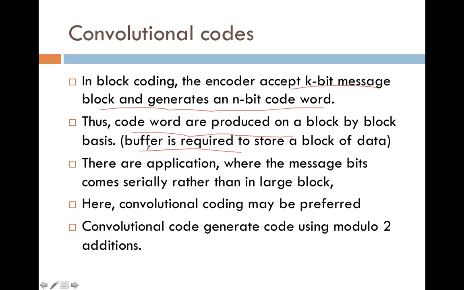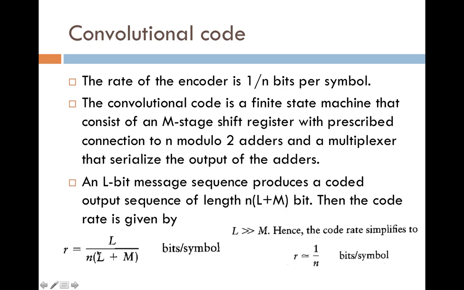But there are certain applications where the message bits come serially rather than as a large block. In this particular case, convolutional coding is preferred. In convolutional codes, we generate the code using modulo-2 additions, like what we discussed in block codes. When discussing the convolutional encoder, the rate of the encoder is very important. Here the rate of the encoder is defined as 1 by n bits per symbol. So we need to define what a convolutional encoder is.